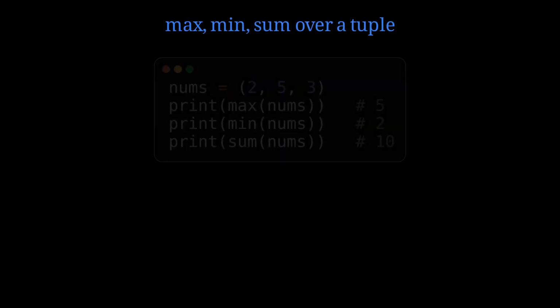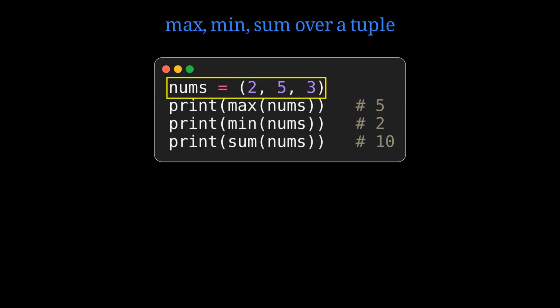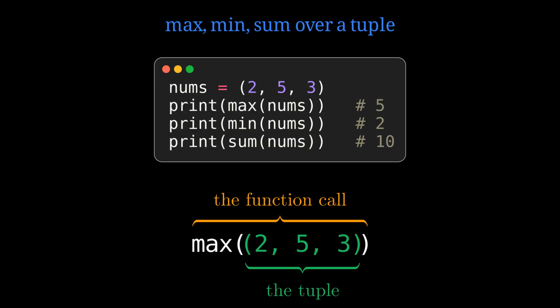Finally, some built-in functions carry over too. Over a tuple of numbers, max grabs the largest element, min grabs the smallest, and sum adds them all up. Take the tuple 2, 5, 3. max returns 5, min returns 2, and sum returns 10. One thing to watch in the syntax. A call like max of that tuple has two sets of parentheses. The outer pair belongs to the function call, and the inner pair builds the tuple we are taking the max of. Seeing double parentheses there is correct, not a typo.